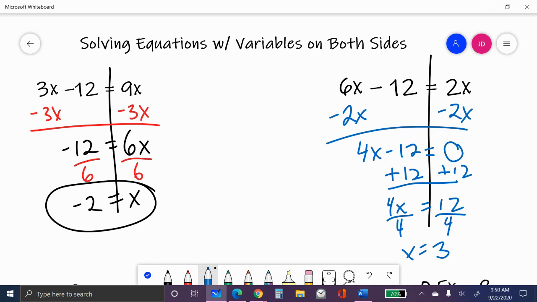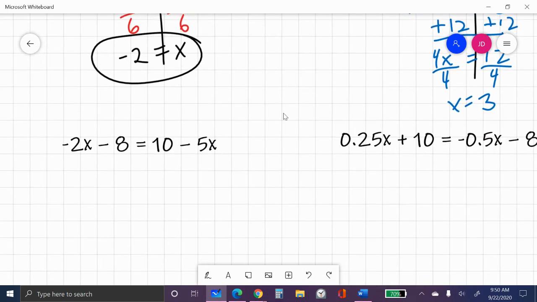So I prefer that you just get all the x's to one side, and then it just becomes a one-step equation to make life easy for you. All right, so let's take a look at the next one.